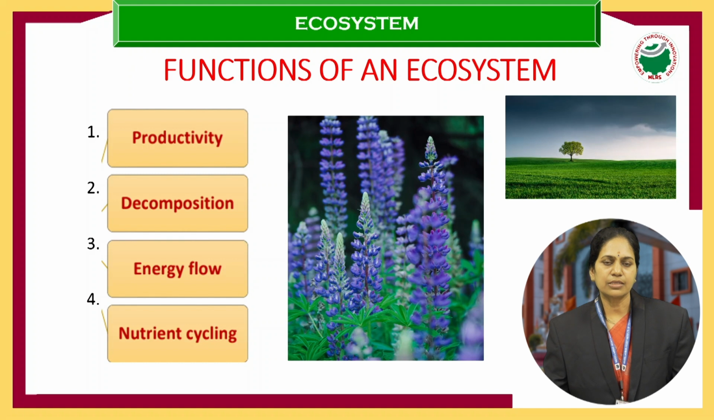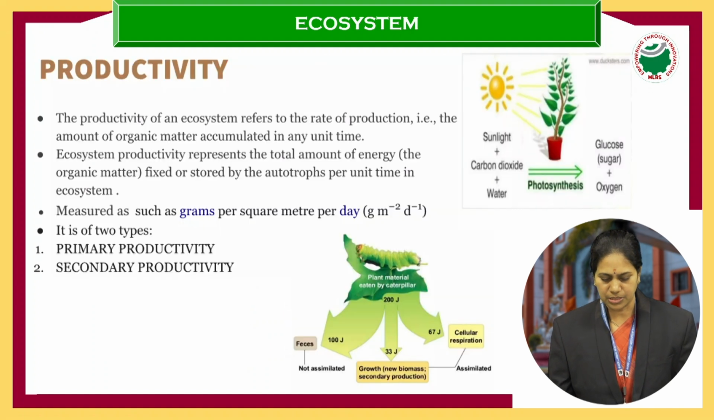Next, what are the functions of an ecosystem? The functions of an ecosystem are broadly classified into 4 functions. So what is this ecosystem actually doing so that life is possible here? We have 4 main functions: productivity, decomposition, energy flow, and nutrient cycling. These 4 are the major functions of an ecosystem. What is this productivity? That we'll see now.